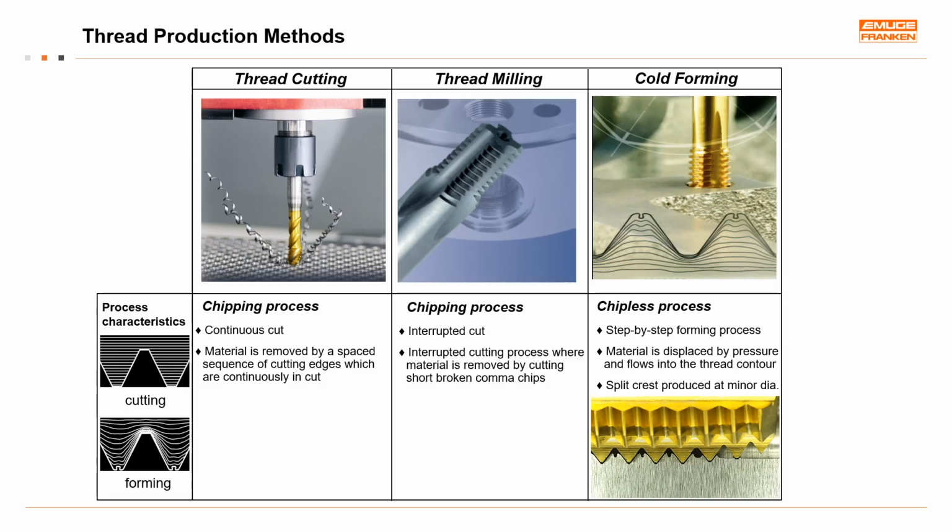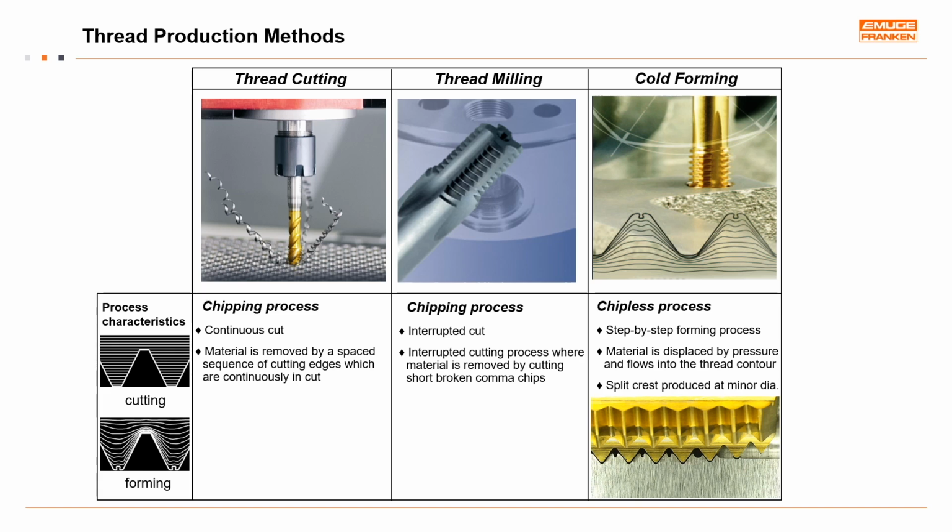The three primary thread production methods used in titanium are, first, thread cutting with a machine tap, which is a chipping process where material is removed by a spaced sequence of cutting edges which are continuously uncut. Titanium will produce a long chip formation with this method. Second, thread milling, which is a chipping process by means of interrupted cutting where material is removed by producing short, broken, comma-shaped chips. Thread milling is the ultimate chip breaking process. Third, cold forming with a machine tap, which is a chipless process where the material is displaced by pressure and flows into the thread contour.